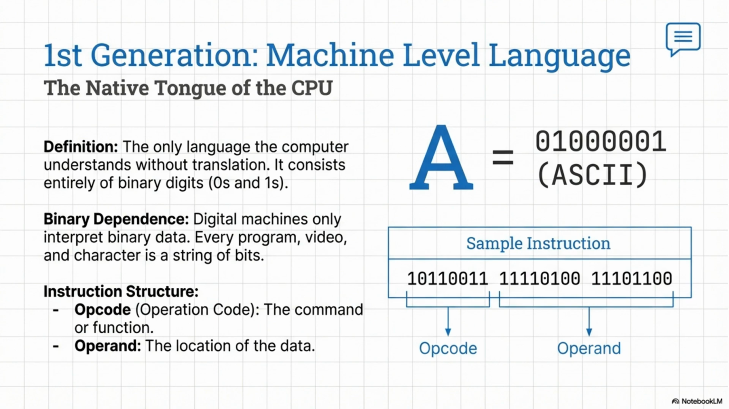The first generation is machine-level language, the native tongue of the CPU. This is the only language a computer understands without translation, consisting only of binary digits, or zeros and ones. Instructions are structured with an opcode, which is the command, and an operand, which is the location of the data.